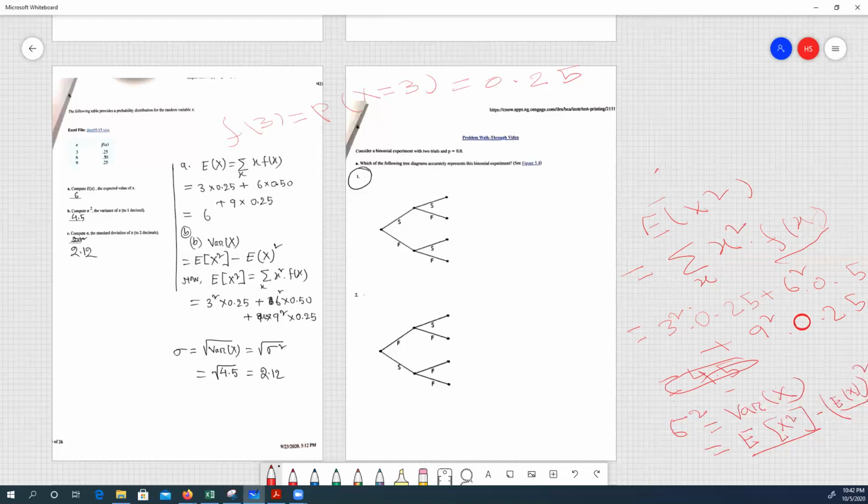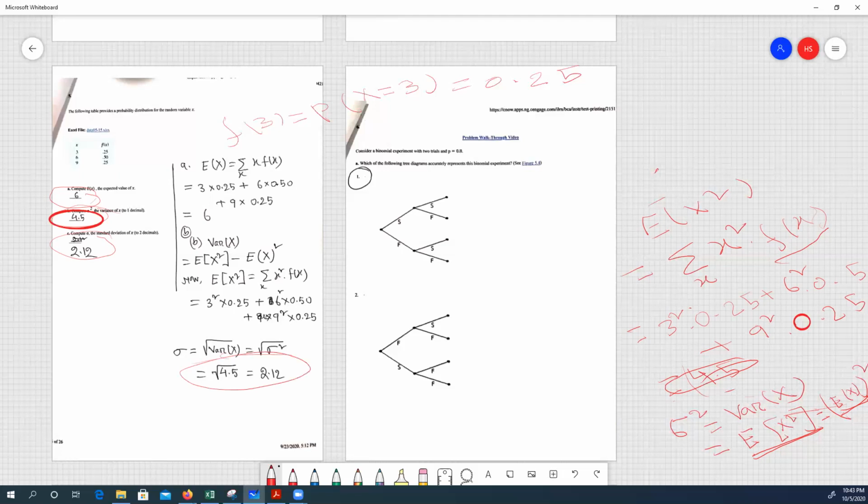Now this number will be the expected value of x squared minus the square of the expected value. The expected value from the first problem is 6. So this number minus 6 squared is 4.5, which is the variance, and the standard deviation is very simple. It is the square root of 4.5, which is 2.12.